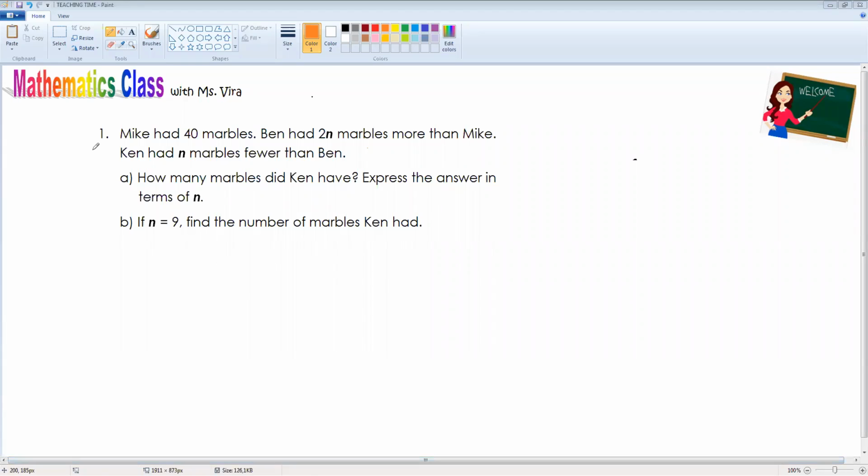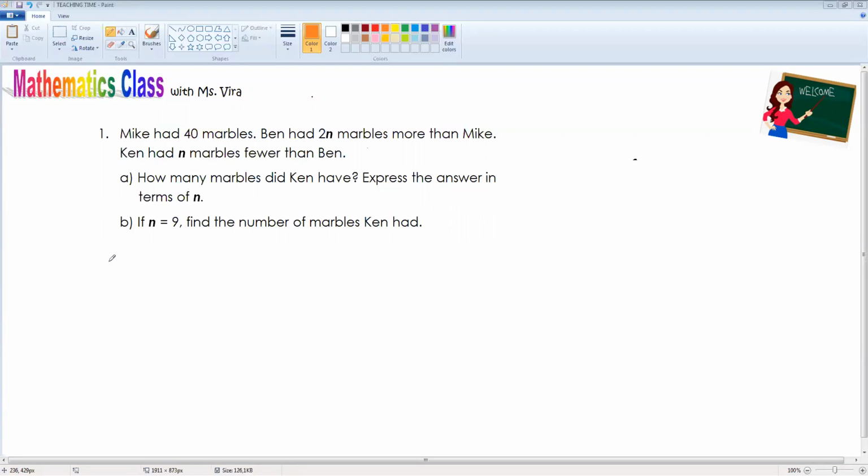Okay, let's start. Question number 1. Mike had 40 marbles. Ben had 2n marbles more than Mike. Ken had n marbles fewer than Ben. Question A. How many marbles did Ken have? Express the answer in terms of n. B. If n is equal to 9, find the number of marbles Ken had.